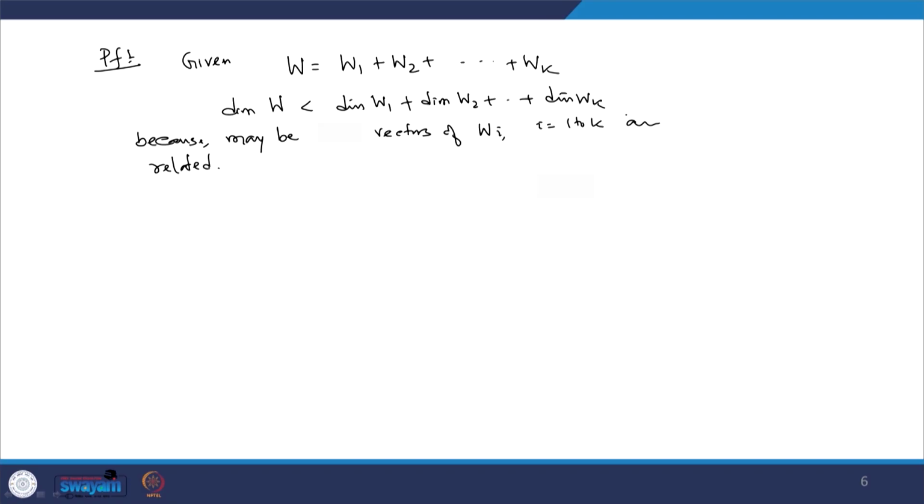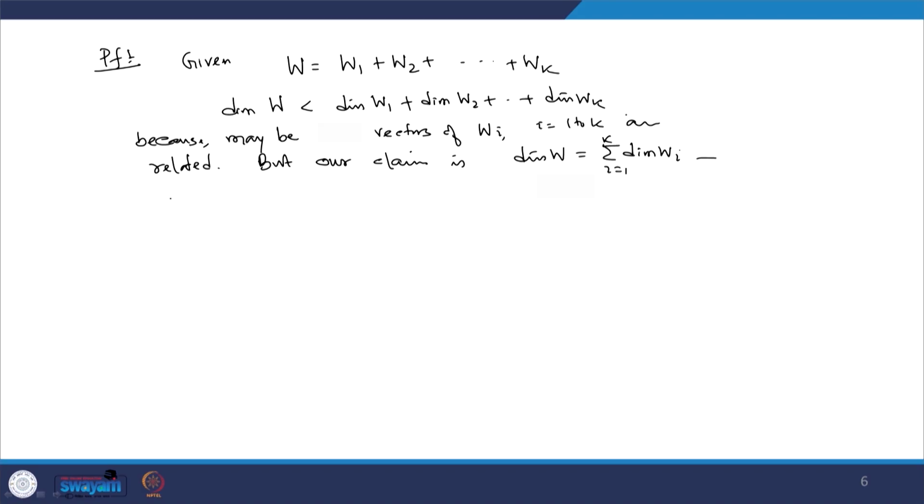But our claim is that it is not less than, it will be exactly equal. Dimension of W will be equal to dimension of W1 plus dimension of W2 plus ... plus dimension of Wk. This is our claim, that dimension of W equals the sum of dimension of Wi, i equal to 1 to k. So to do this, we will proceed as below.